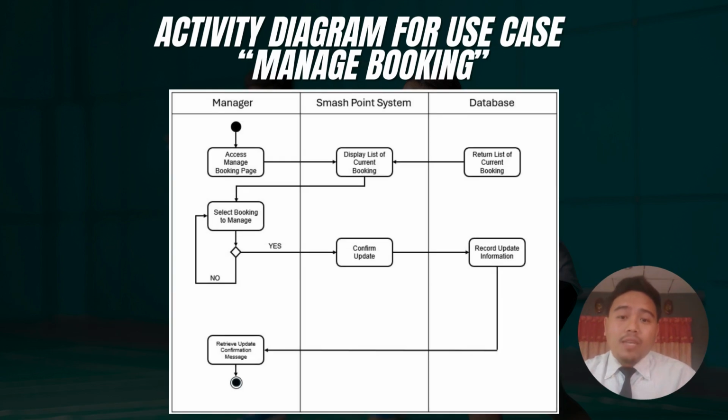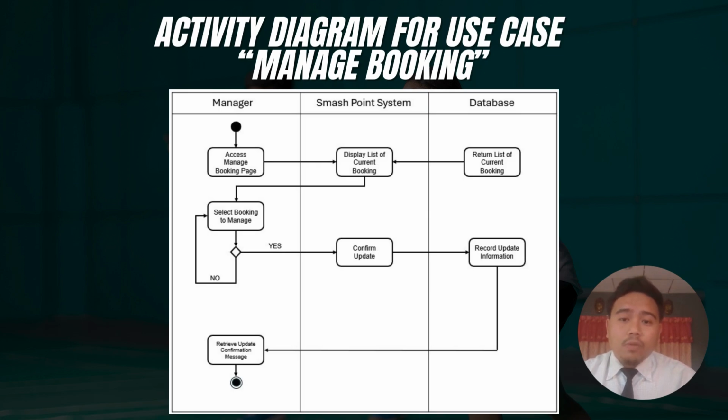Next, I will present the activity diagram for the Manage Booking use case, which explains how a manager interacts with the Smash Point system to update booking information. The process starts when the manager accesses the Manage Booking page. Once this is done, the Smash Point system will request the current list of bookings from the database. The database returns the list and the system displays it to the manager.